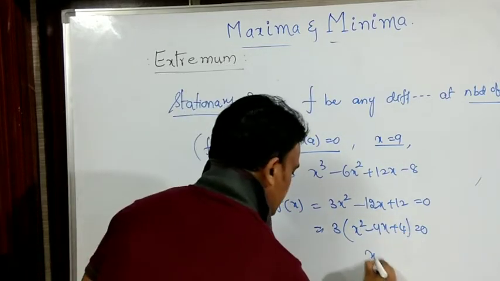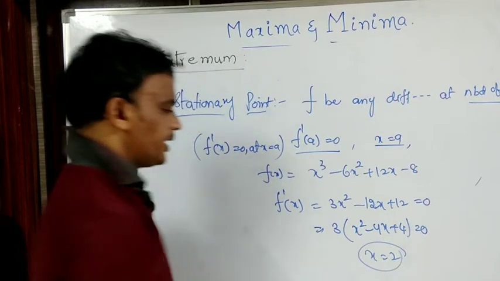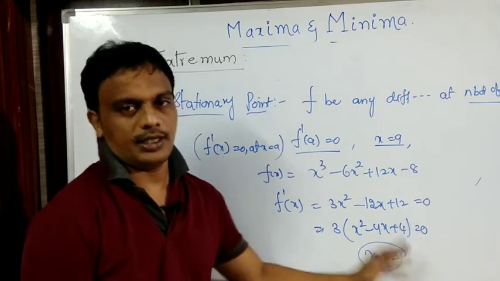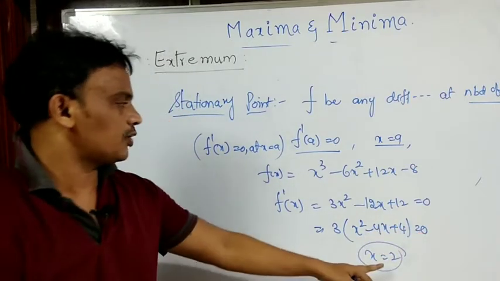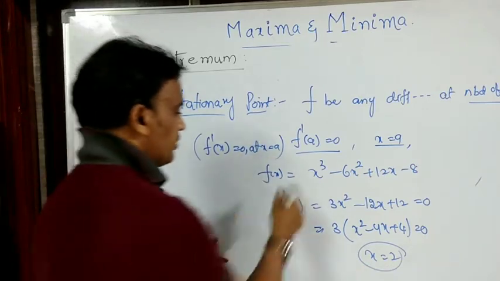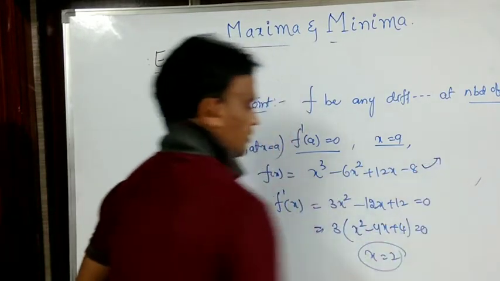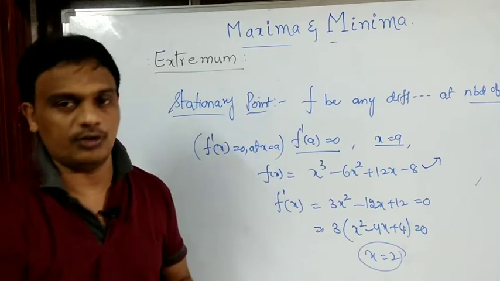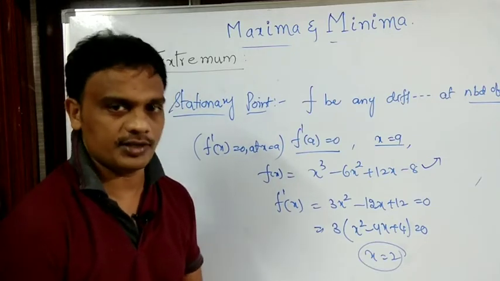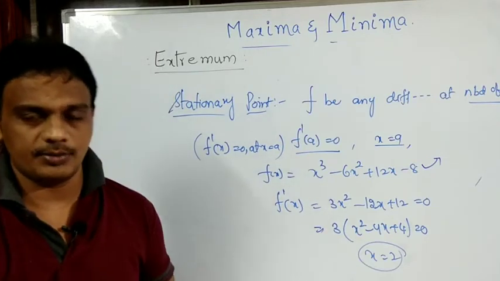So x equals 2. At x equals 2, this becomes 0. Then I can say the point x equals 2 is called the stationary point of this function, where the derivative becomes 0. That is called our stationary point. Very simple thing. Okay, students, make a note.